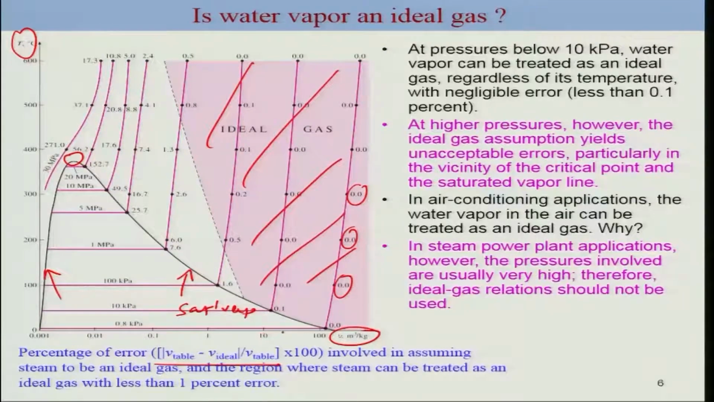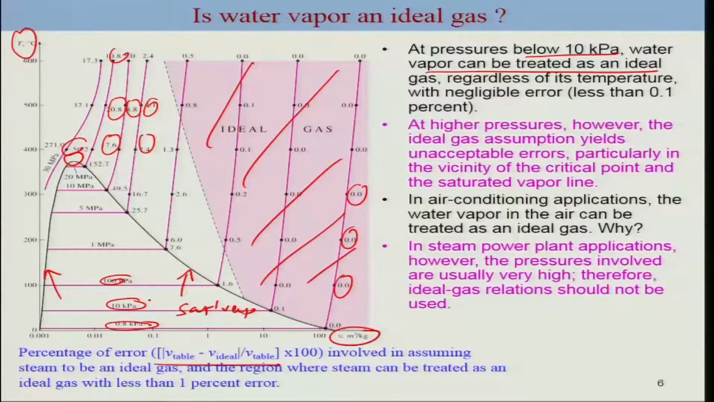Which is of course this region we have defined, and this is also at low pressure. Look at this, it is at very low pressure. These are low pressure regions, and as you go to a higher pressure, the values start deviating. So the ideal gas approximation doesn't work near the critical point. 56.2% is extremely large, and that's where we understand that at pressure below 10 kilopascal, water vapor can be treated as an ideal gas.